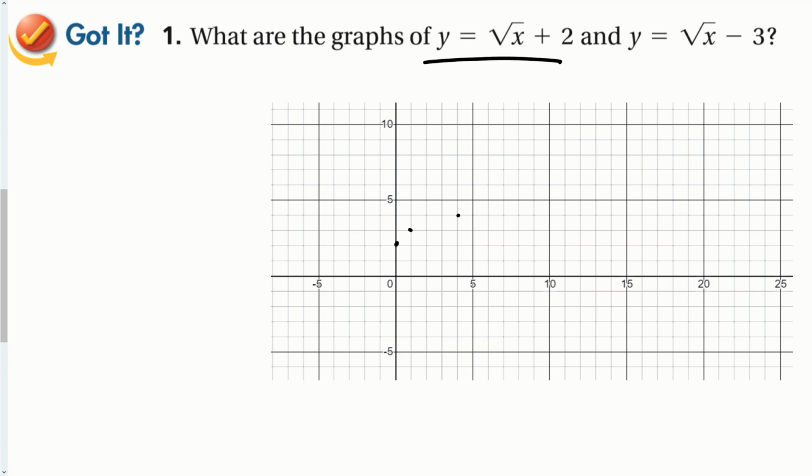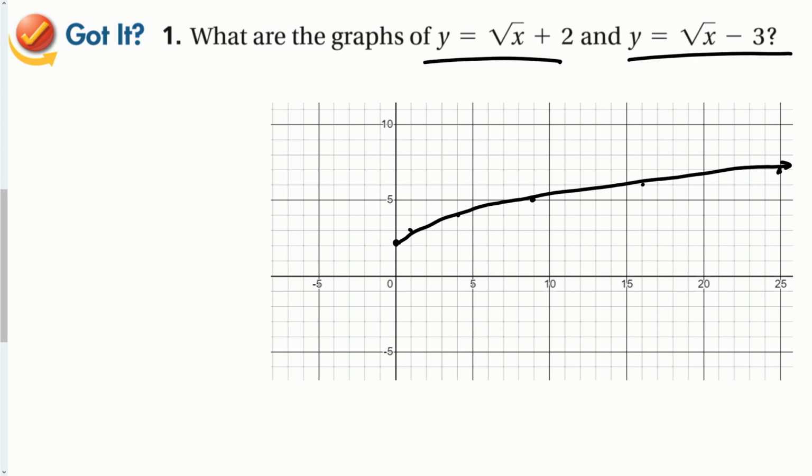So you could do that. You can make a table, right? I'm just saying this is a little bit faster. So from here, we go right 9 up 1, 2, 3. We go right 16 up 1, 2, 3, 4. And 25 and 1, 2, 3, 4, 5. And there is my function, right? It starts, goes forever to the right. It starts at 0, 2.